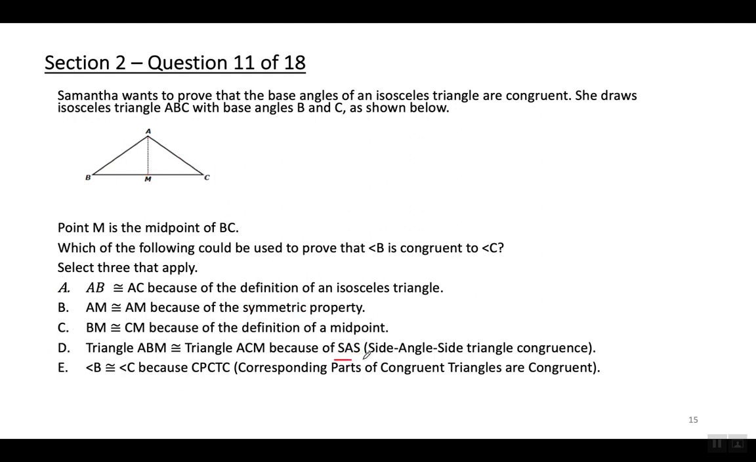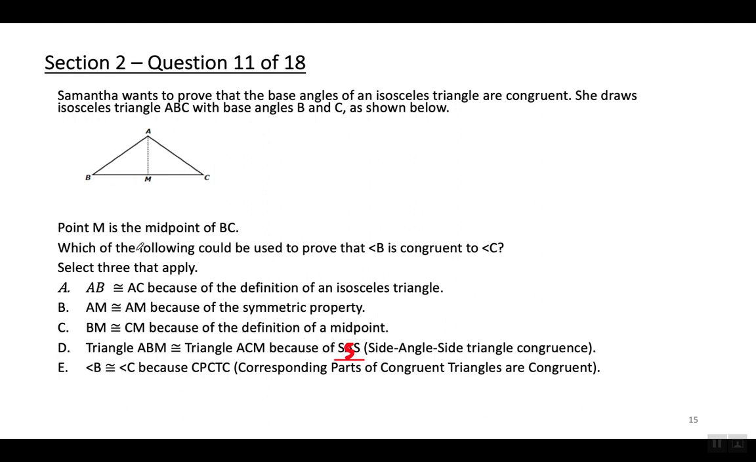Because when you say SAS, you're talking about this angle right here, that side angle side is congruent to side angle side in the other triangle. But we have not yet proven that this angle is congruent to this one, so you can't use that reason in your proof. However, if this would have said side, side, side, with an S in the middle, then that would have been correct.